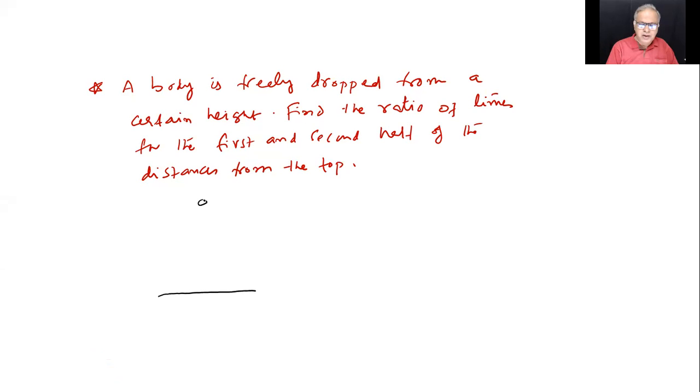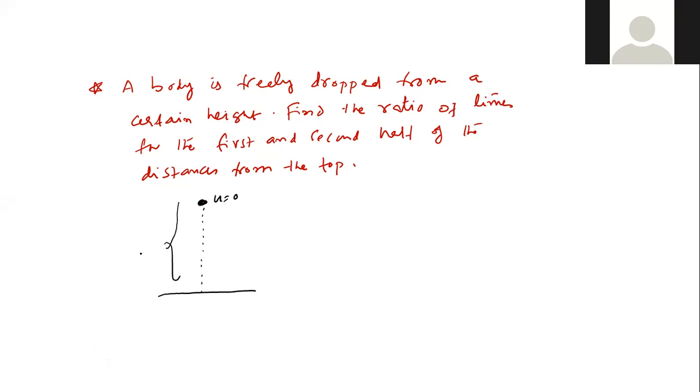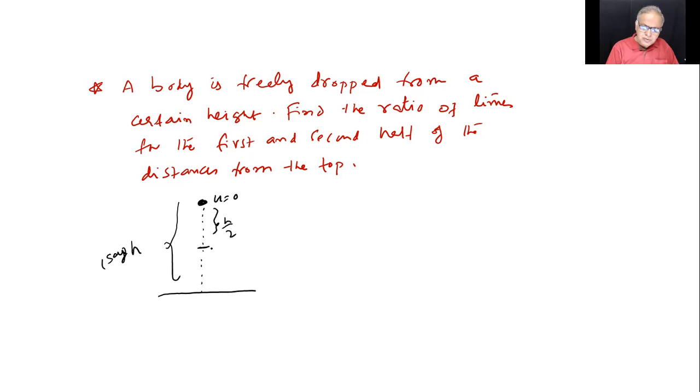It's dropped freely. The moment you said freely, you know u equals zero. So from a certain height, it is given. We don't know the height. Yes, sir. Let it be h. So this is the general approach to doing problems. Now he's asking the times ratio for the first h by 2 to second h by 2.